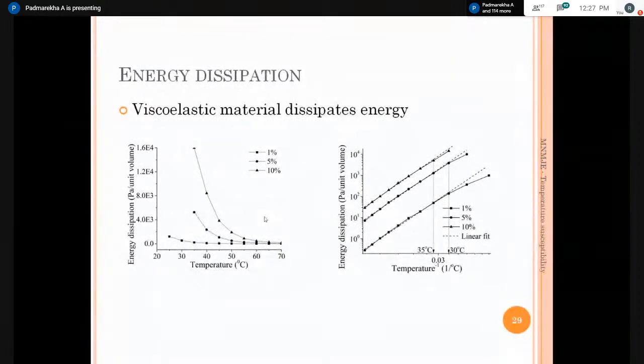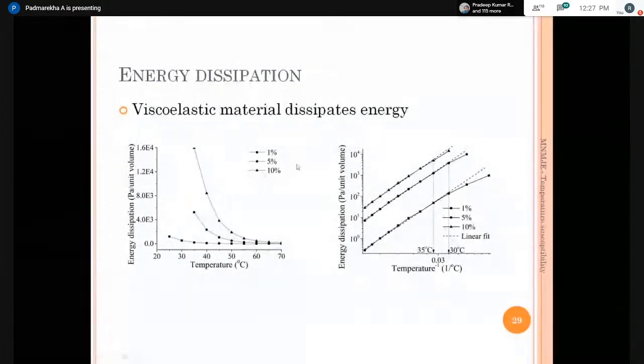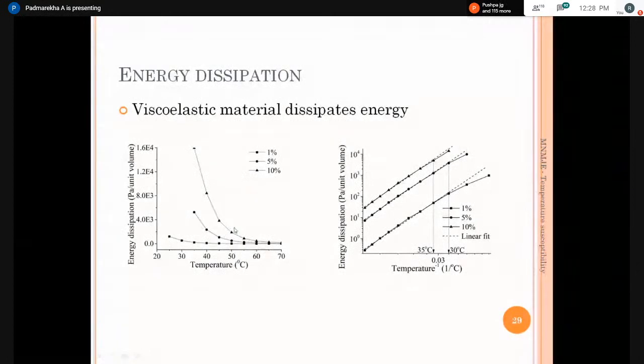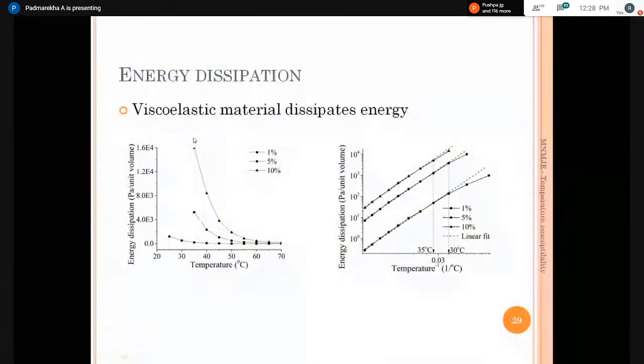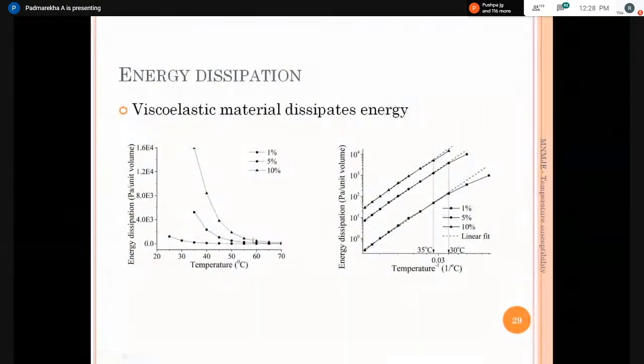in the material. So you can see a measure of energy dissipation in the material across different temperatures at different strain levels. Here 10% strain is a very high strain, which is a non-linear behavior. You can see that the energy dissipation in the material is temperature dependent, and we are trying to capture the temperature sensitivity of the binder using this energy dissipation.